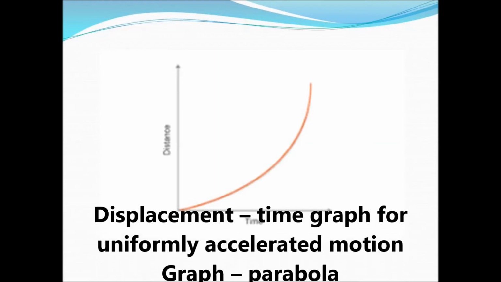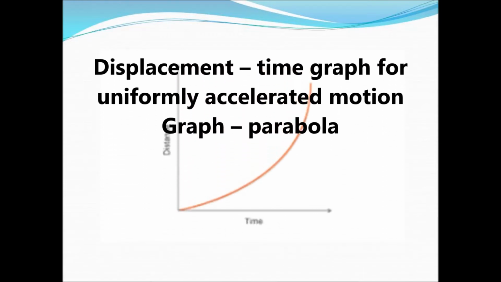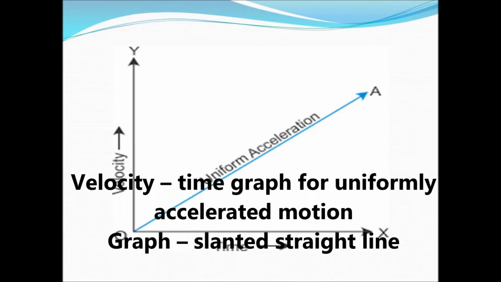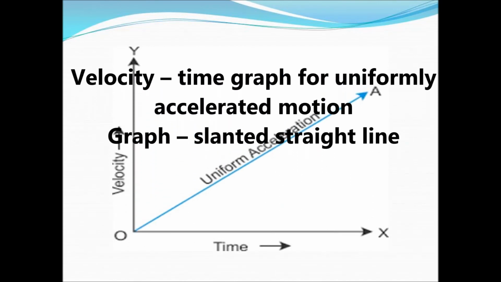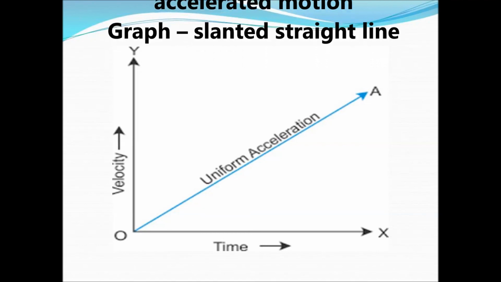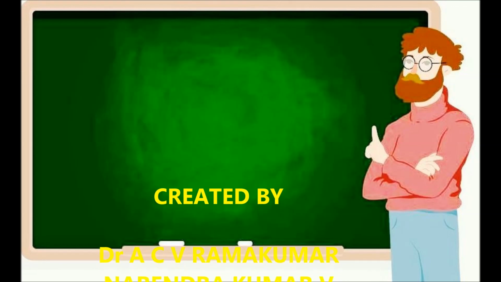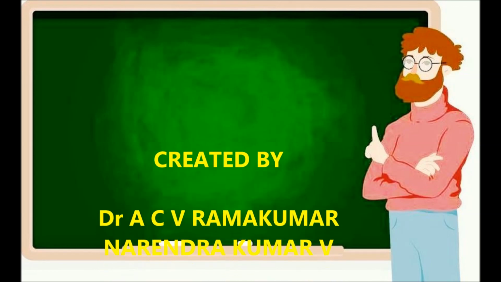So now the graphs are clear. Displacement time graph, as we already told, is a parabola. Velocity time graph is a slanted straight line. So that completes the beautiful concepts. When you learn through concepts, suddenly everything becomes so simple and so clear and so subtle and deep. Simple but deep.